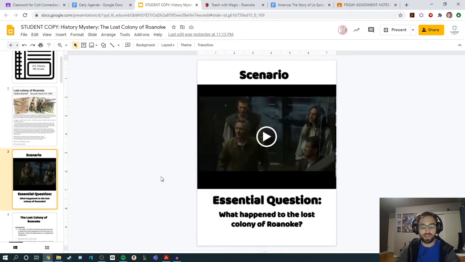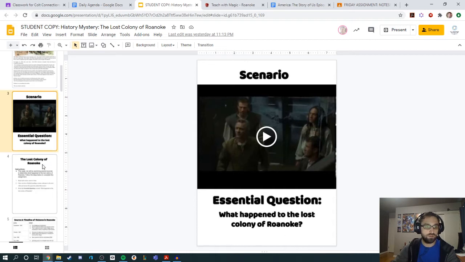Now, if you remember from last week in our notes, we talked about Roanoke. It was one of the first settlements in North America, and it ends up disappearing. The people completely disappear, and we're not sure what happened to them. So that's what we're going to be investigating this week. What happened to the lost colony of Roanoke? That's the question we're trying to answer throughout this entire assignment.